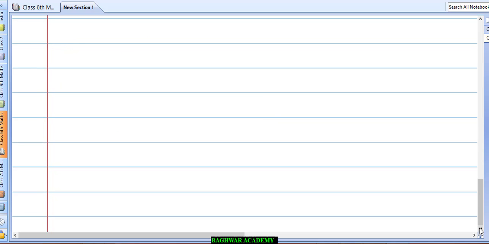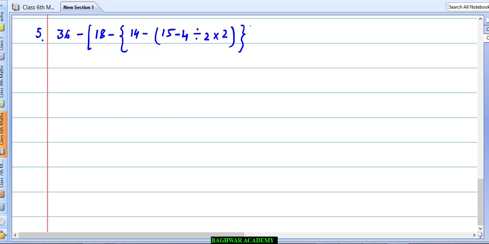Next question we will see, question number 5. Here we have 36 minus big bracket open 18 minus curly bracket open 14 minus small bracket open 15 minus 4 divided by 2 into 2 small bracket closed, curly bracket closed and big bracket closed. Now we will see.